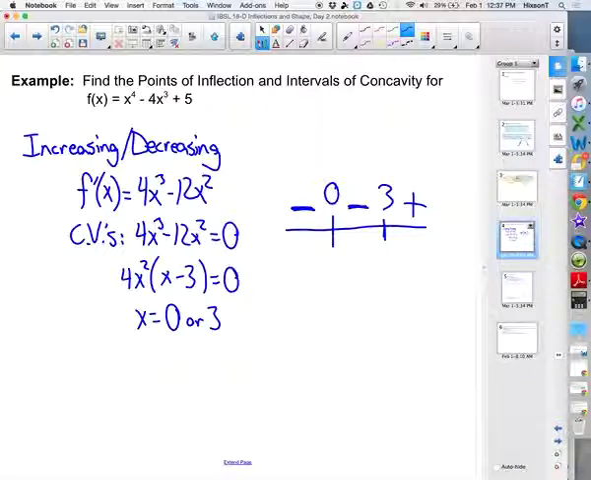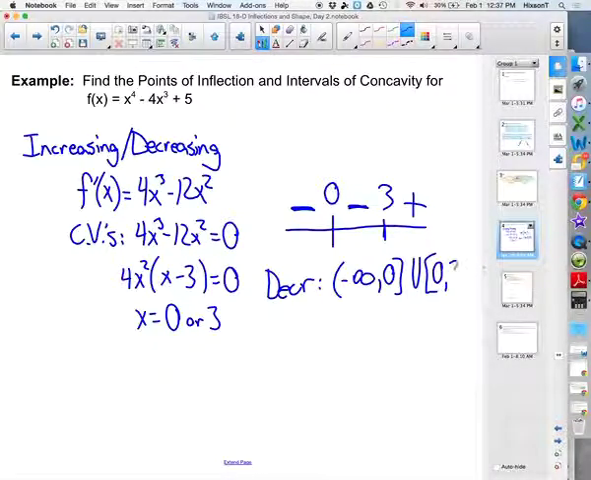So, we could say that we are increasing over the interval from negative infinity up to 0. No, we're decreasing. Yeah, sorry, decreasing, thank you. Decreasing from negative infinity to 0, and then from 0 to 3. And we are increasing from 3 up to positive infinity. Okay? So those are the intervals where we are increasing or decreasing.